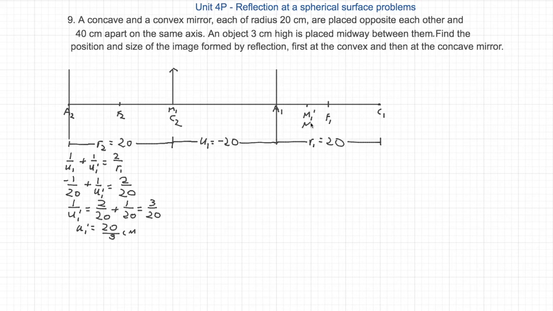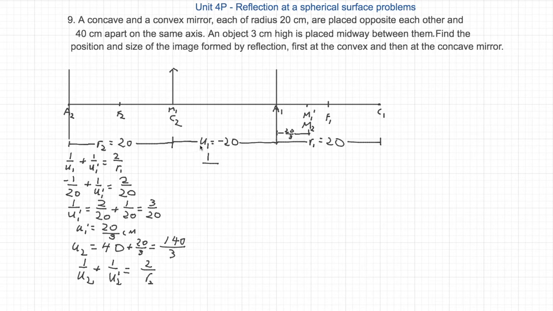M1 prime. Now that becomes the object for mirror 2. We'll call it also M2. And the object distance from mirror A2 is 40 plus 20/3, which equals 140/3, from A2 to M2, our left to right positive direction. Now we'll plug into our mirror formula again. Now this is our second reflection off of the concave mirror.